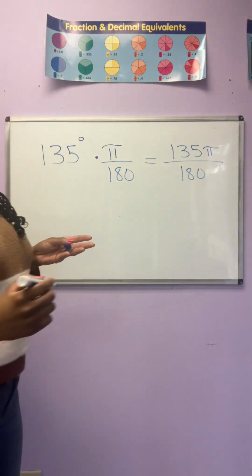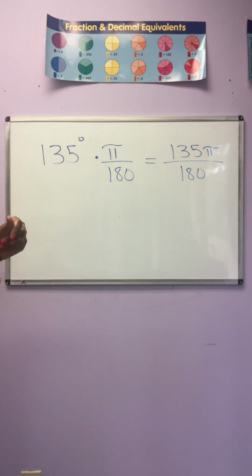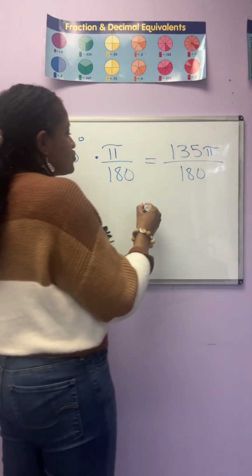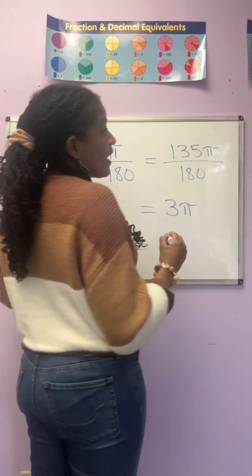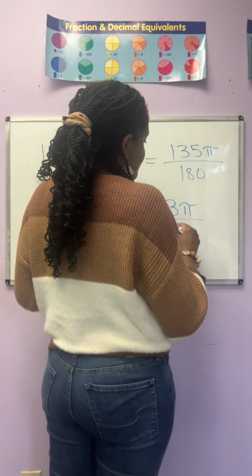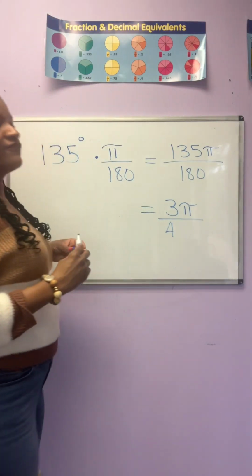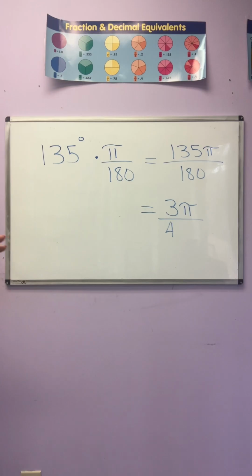We simplify our fraction. Again, we're going to think about greatest common factor. Once again, the greatest common factor for these two numbers is 45. So 135 divided by 45 is 3. We're just going to leave our pi the way it is. And 180 divided by 45 is 4. So it's 3/4 pi.